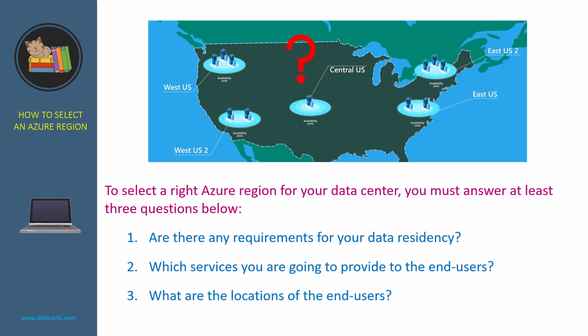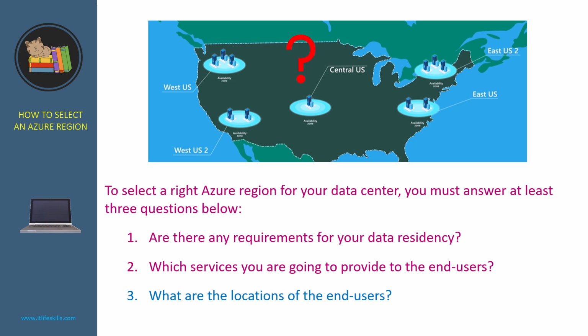To select the right Azure region for your data center, you must answer at least three questions below. First, are there any requirements for your data residency? This is to make sure your data is stored in the location required by law and policies. Second, which services are you going to provide to the end users? As you know, some Azure services are not available in all Azure regions. So prepare a list of services that you are going to use. Then make sure these services are offered in the Azure regions you select.